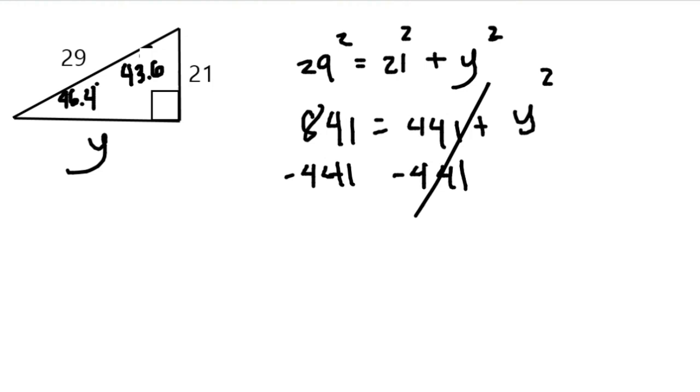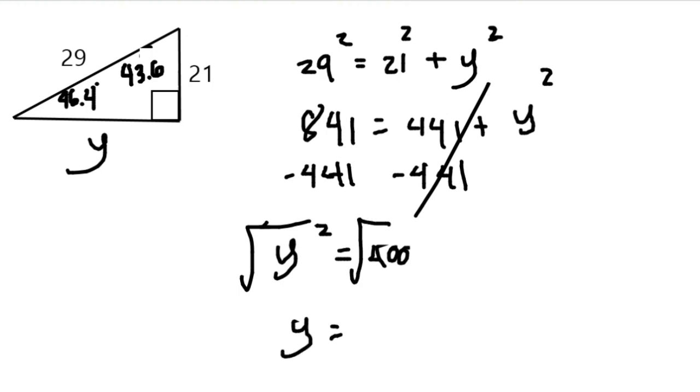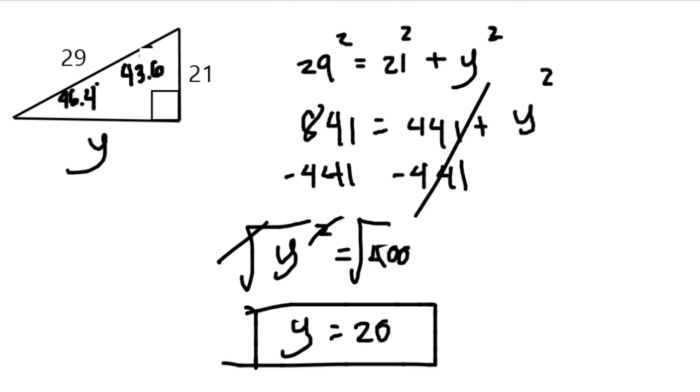So I got this. We can move the 441 to the other side. So now y squared is going to be 400. Taking the square root of both sides, the invisible 2 will cancel, and this is going to be 20. So that is the value of the other leg. So we are all done.